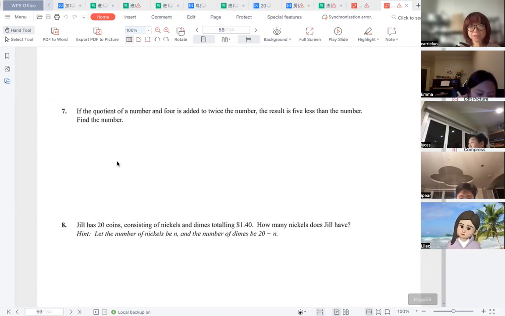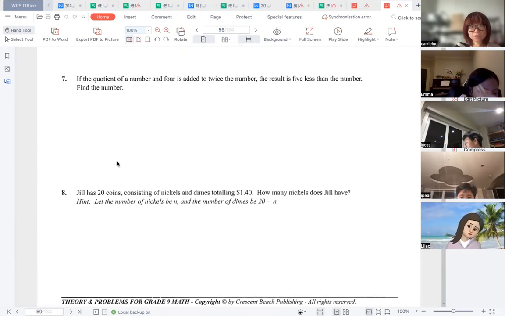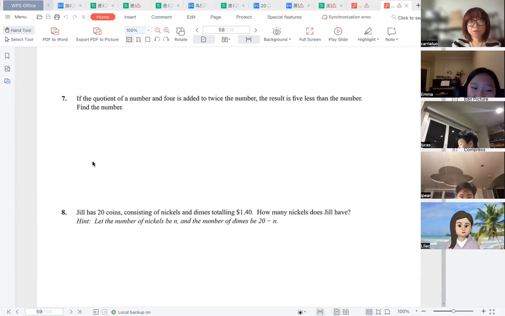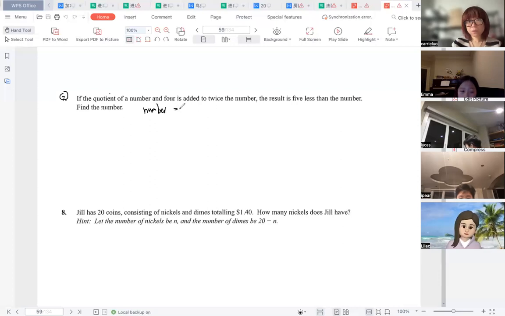Okay, so everybody, let's move forward, okay? So let's just take a look at number 7 and number 8. There were word problems. Emma, could you help me to read the question for me? The first one, number 7. If the quotient of a number and 4 is added to twice the number, the result is 5 less than the number. Find the number. Okay, so first of all, we name the number equals x, okay? So now make the equation and find out the answer. So everybody, when you send me the answer, I want to see the equation first. Okay, the answer is not good enough. I want to see the equation.